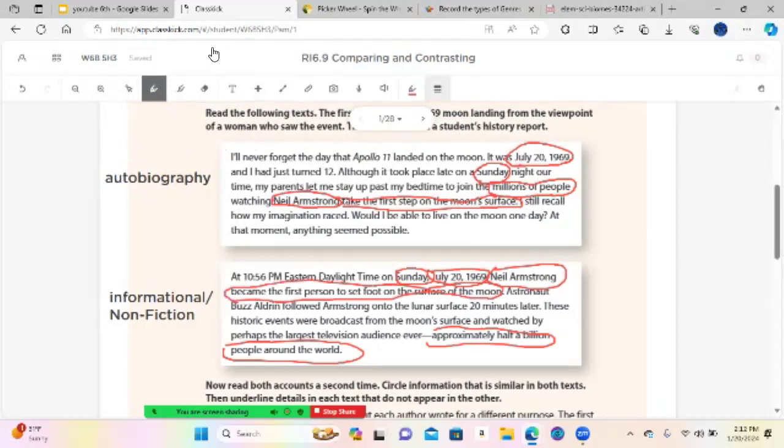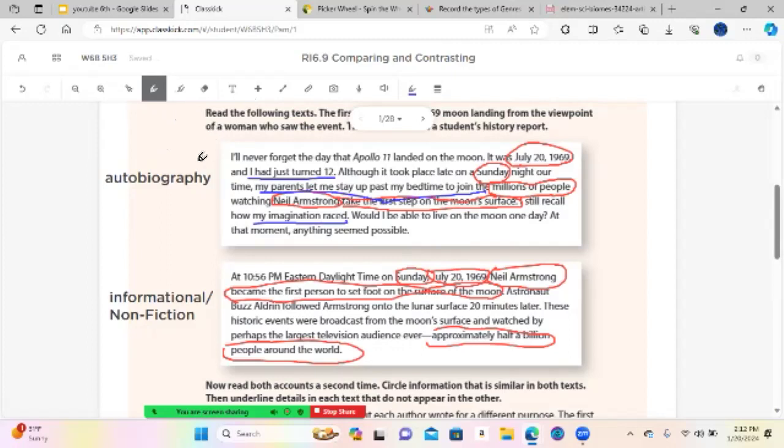Now we can look at the differences. Let's go ahead and change the color and look at the differences. So in this autobiography, the person had just turned 12. It didn't mention anything about this in the other story. My imagination raced was not mentioned in the other story. My parents let me stay up past bedtime was not mentioned either.